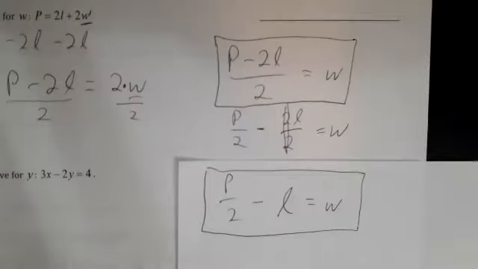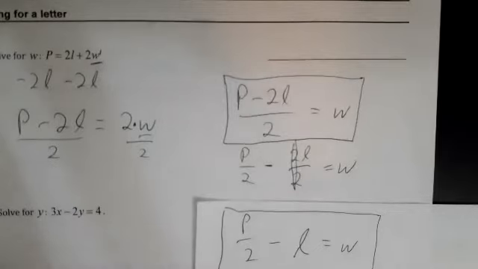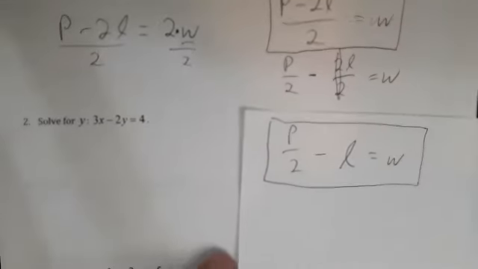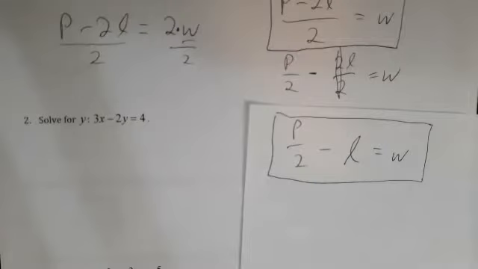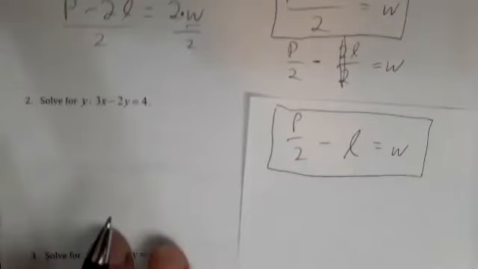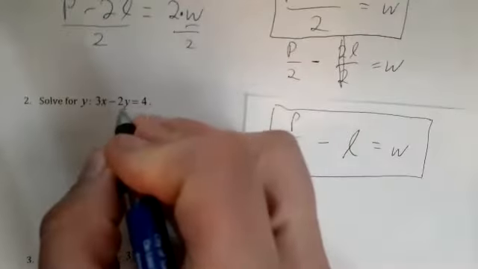And this is one of the formulas we'll talk a little bit more about later. This is the perimeter of a rectangle, I believe is what that is. And so for part 2, problem 2, we want to solve this: 3x minus 2y equals 4, and we want to solve this for y.